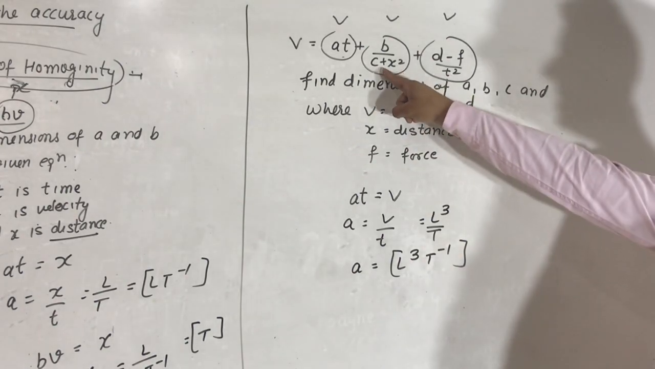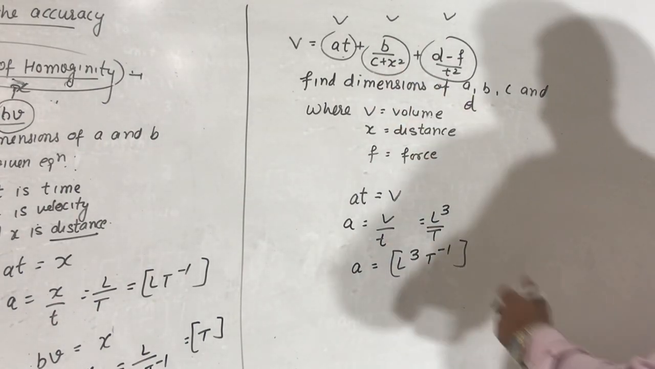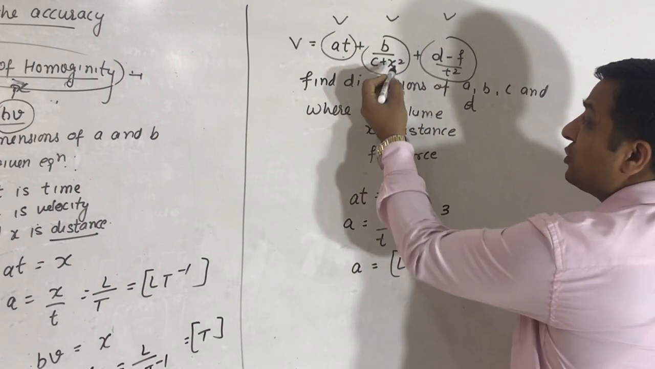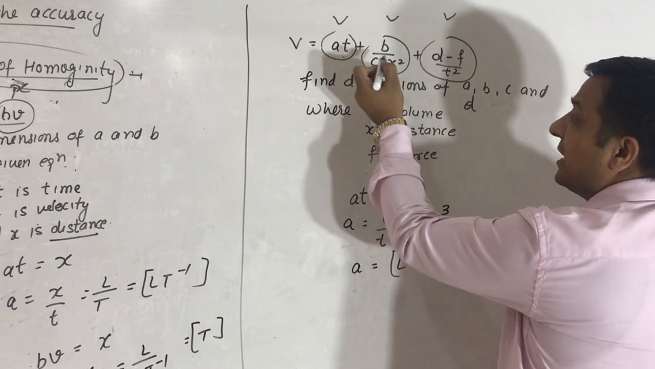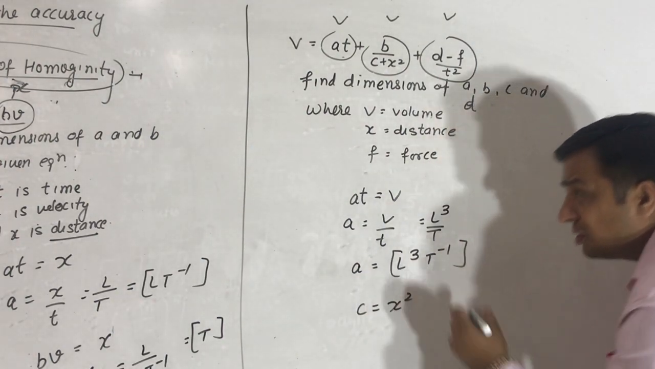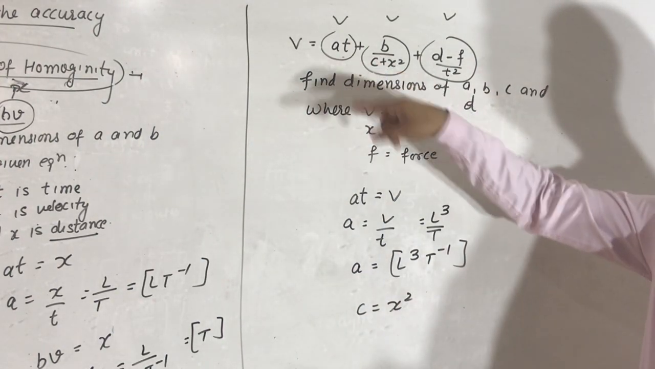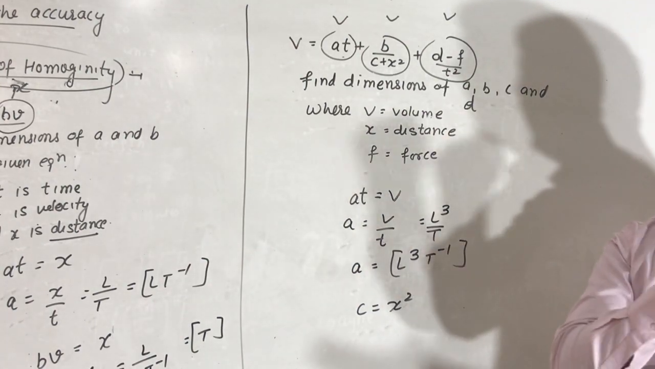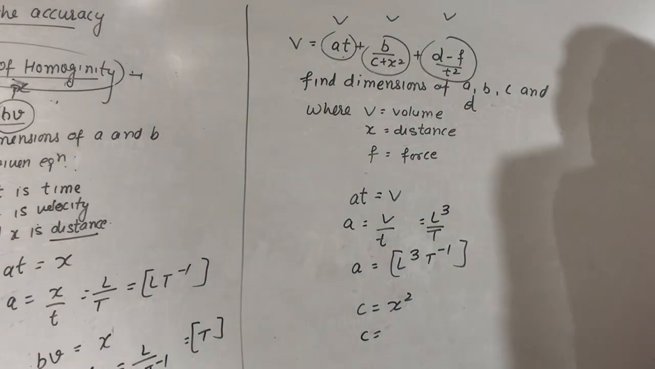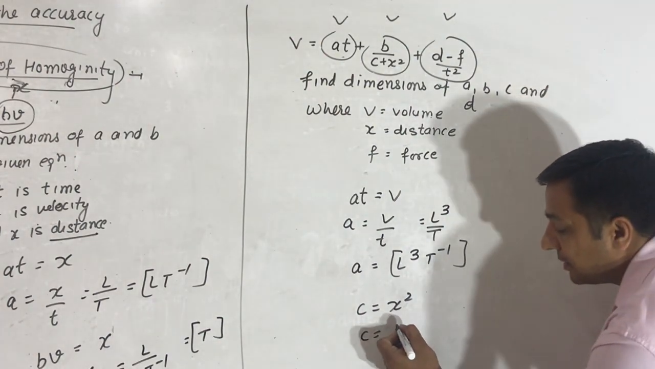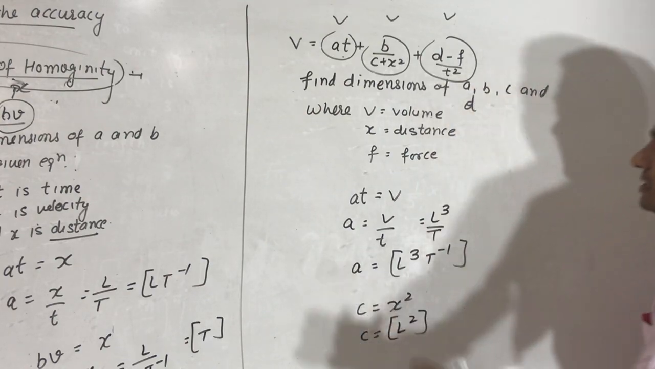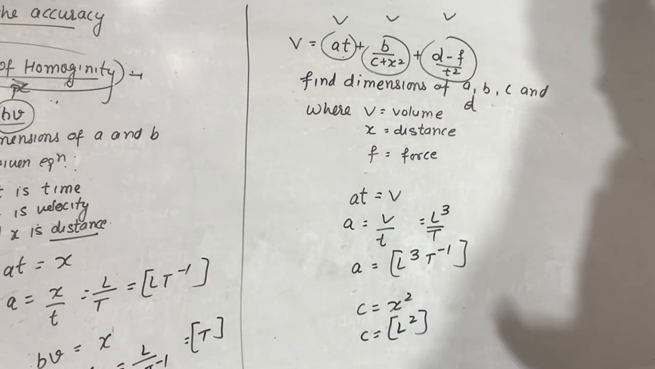Here C plus x square means here x is the distance, so this is the square of distance, and C will also be the square of distance, because same nature of quantity can be added or subtracted. You can add x square into x square, not x cube. So C is equal to x square. X is the distance, and the dimensional formula of distance is L. So the dimension of C is equal to L square.